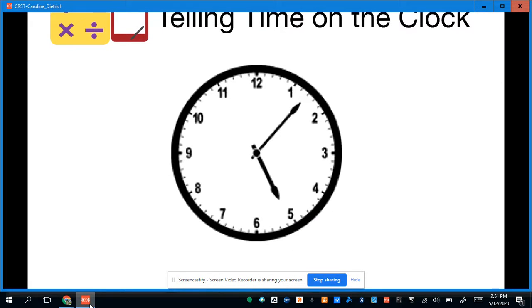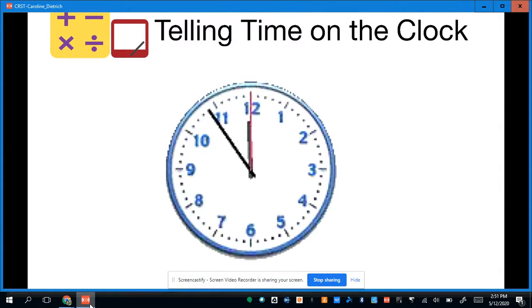Okay, super quick review, telling time on the clock. So the little hand is pointing at the 5, so the hour is 5. And the big hand is right past the 1, so I'm going to count my minutes, which is 5, 6, 7. So 5:07.